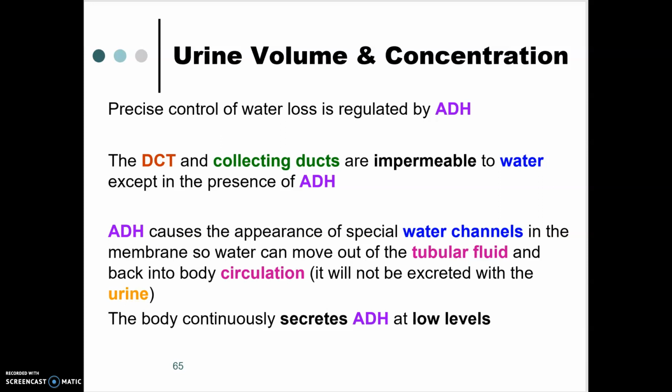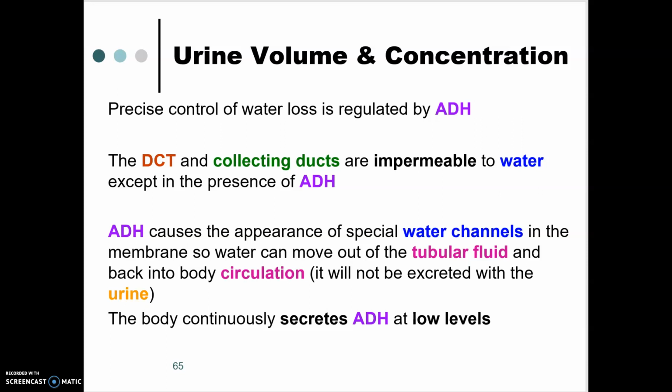Now, if there's the presence of ADH, that causes tiny water channels to appear, and that will allow water to pass through the membranes of the DCT as well as the collecting ducts. So by those channels appearing, water can move from the intertubular fluid back into the body circulation, or back into the peritubular fluid. So it's not lost in the urine.